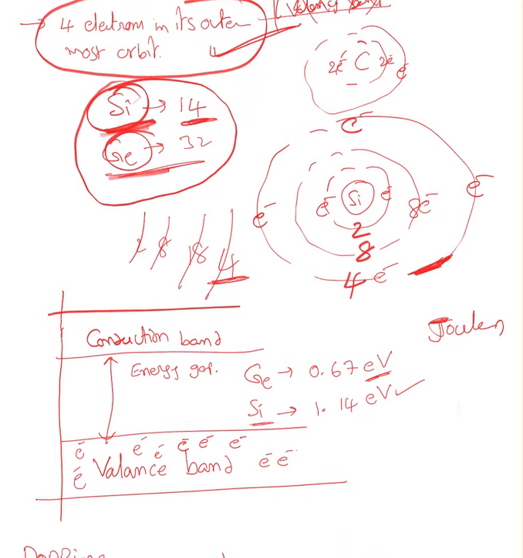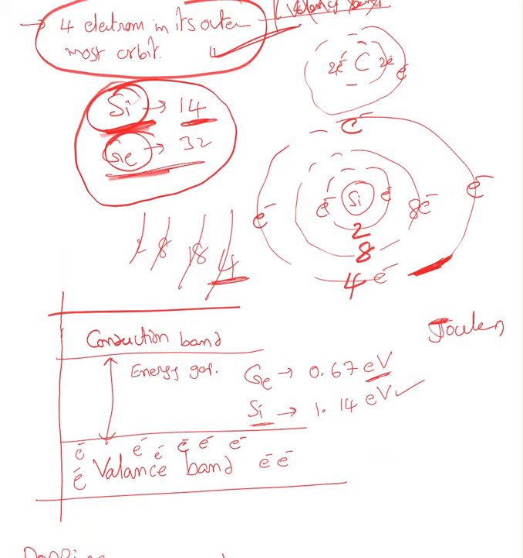Now when we look very closely into the band, we will see the valency band and the conduction band. All the electrons are in the valency band. These 4 electrons are going to be in the valency band. They need some energy to jump into the conduction band. Silicon needs 1.14 electron volt. Electron volt is a small unit for energy; usually energy is measured in joules. Germanium needs 0.67 electron volt to jump this gap, to move the electrons from the valency band to the conduction band.